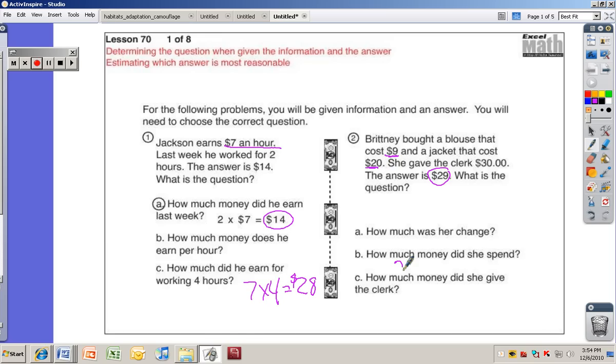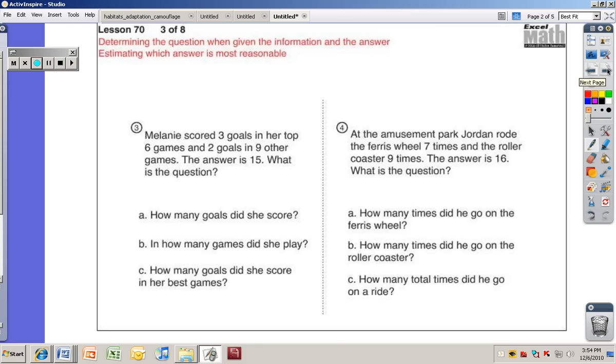You do need to show your work. She spent 20 plus 9, equals $29. And the reason this is not the question, how much was her change? Her change would be $1 because she gave the clerk $30. By the way, this is extraneous information. It's extra information that has nothing to do with the problem that you're trying to solve. How much money did she give the clerk? It tells you how much she gave the clerk right there, $30. The answer to that one is not $29, so that one doesn't make sense either. Correct choice is B.